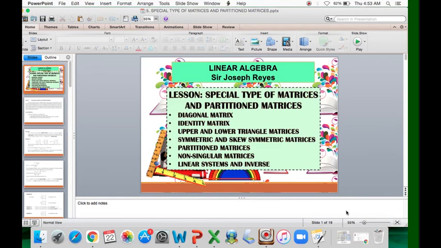That's all about for the special type of matrices and partition matrices. If you still get confused regarding this, you can go back with our previous discussion, or you can go back with these videos until you get the point of the discussion. So with that, thank you very much for your listening.